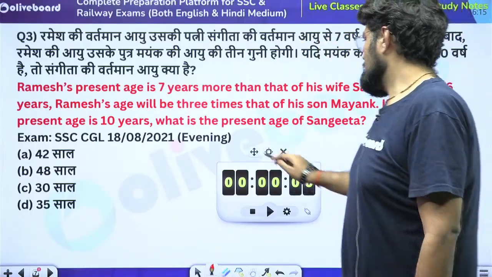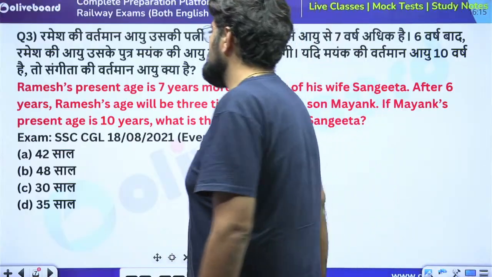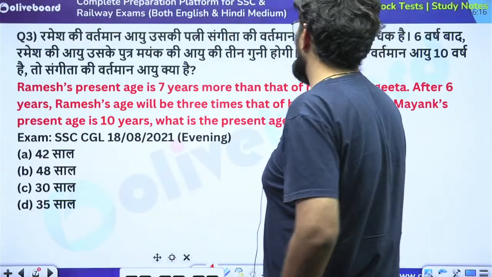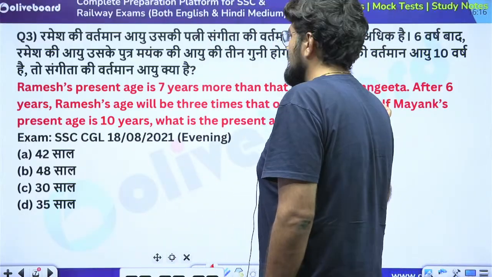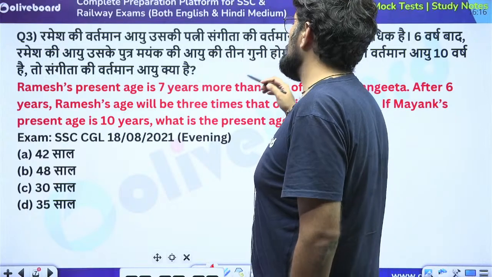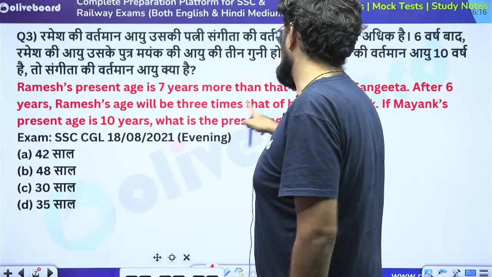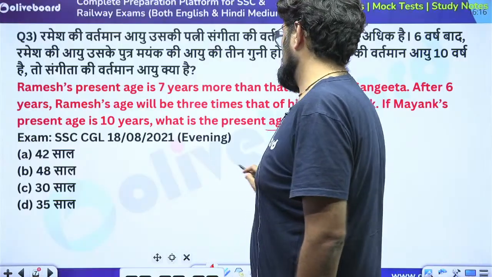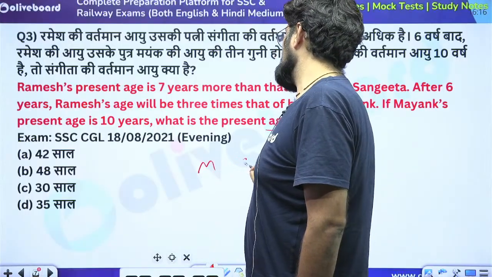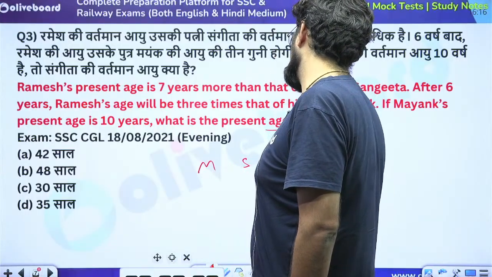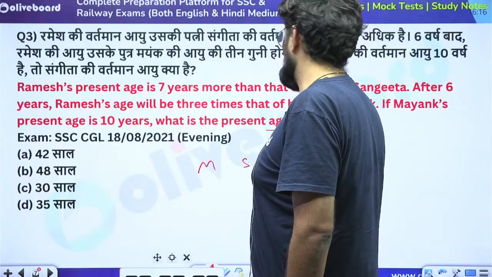So let's look at this one now. Ramesh's present age is 7 years more than that of his wife Sangeeta. After 6 years, Ramesh's age will be 3 times that of his son Mayank. If Mayank's present age is 10 years, what is the present age of Sangeeta? They need the present age of Sangeeta. This is Mayank, this is Sangeeta, and this is Mayank's father or Sangeeta's husband, that is Ramesh.